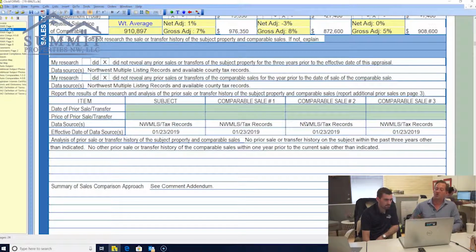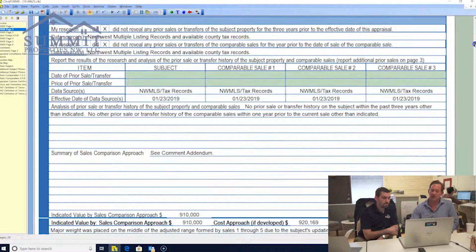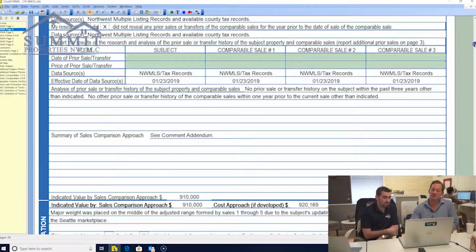Because back when the market was super hot, back in like '05, '06, people were flipping homes. And if you followed that history, you'd go, oh, something's going on here. So Fannie Mae just said, hey, we want to see all the flipping history, and you as the appraiser can explain all that.